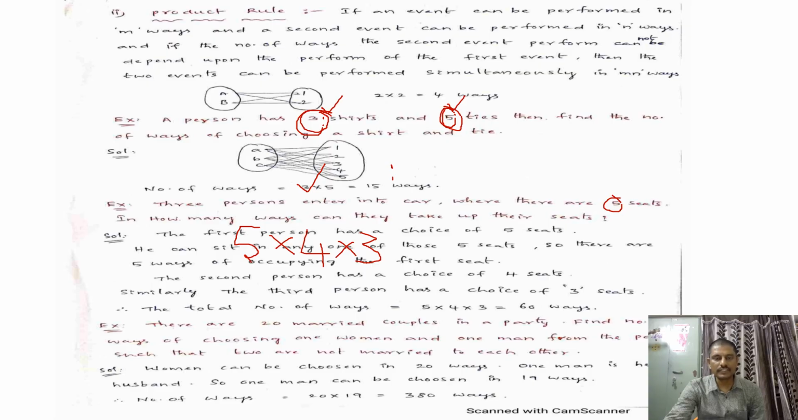So the total number of ways is 5 into, that means the first work can be done here in 5 ways, the second work can be done here in 4 ways, and the third work can be done here in 3 ways. Clear? So 5 into 4 into 3 gives us 60 different ways. Clear? Right. So in this way we can do this type of problems. This rule is called the product rule. Exactly. Okay. So we move to the next concept.